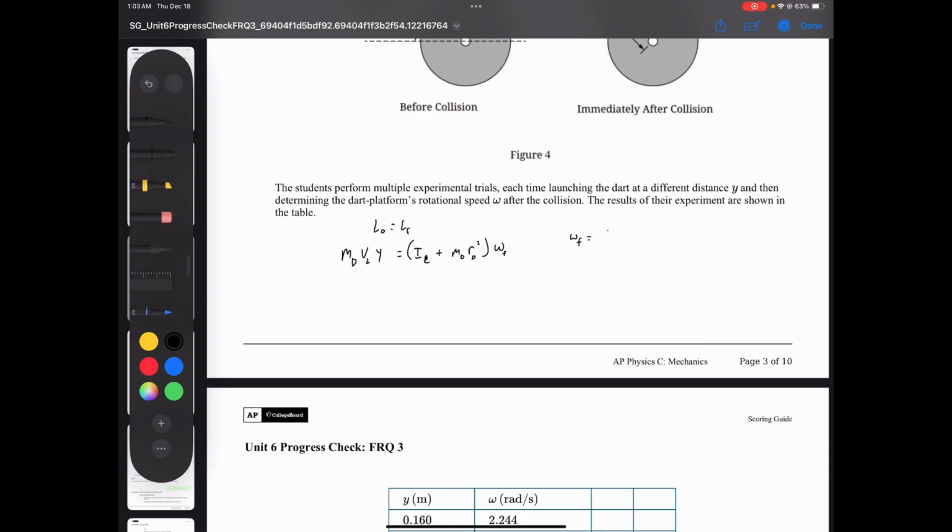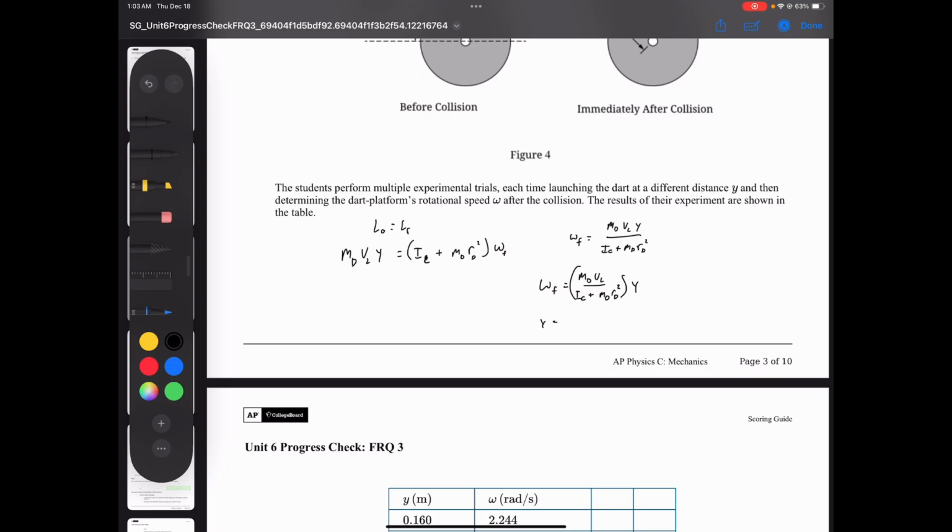So omega f is equal to the mass of the dart times the launch velocity times y, all divided by the moment of inertia of the circular platform plus m_d times r sub d squared. And in terms of setting that up as an equation, I can separate out the y, which is our independent variable. Dependent is the omega. So all of that times y.